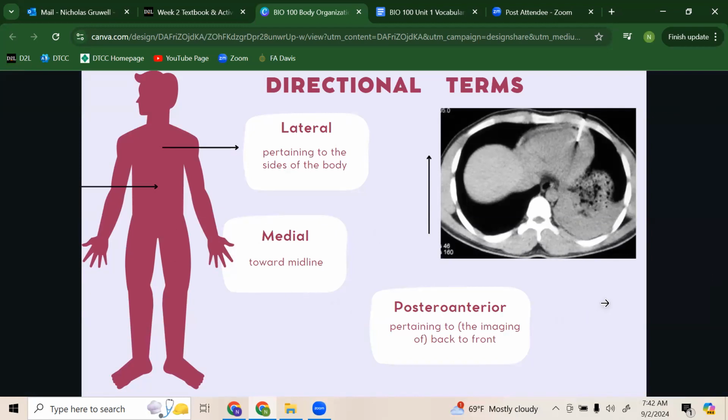Definitely make sure you review your directional terms. That is something else that will show up on the exam. I would definitely, you're going to focus your studying on your words, but it is going to show up.